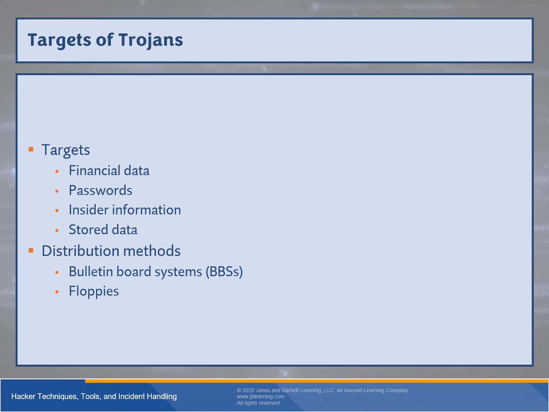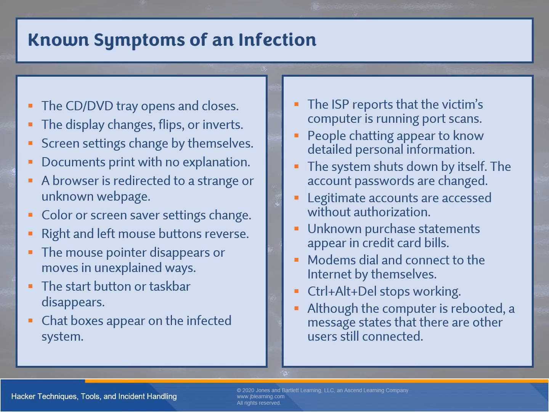Used to be that they would be distributed through bulletin board systems and floppies and things like that. Now you can have it go via flash drives, drive-by downloads, corrupted GitHub or SourceForge pages, torrents. There's all kinds of things that can pass on Trojans. So, some known symptoms of an infection.